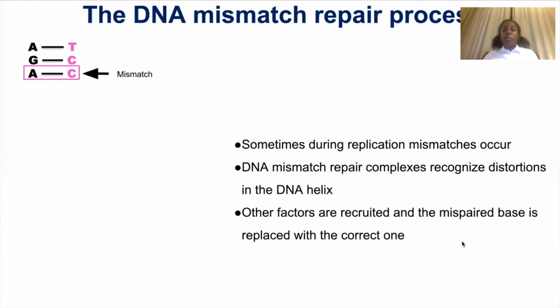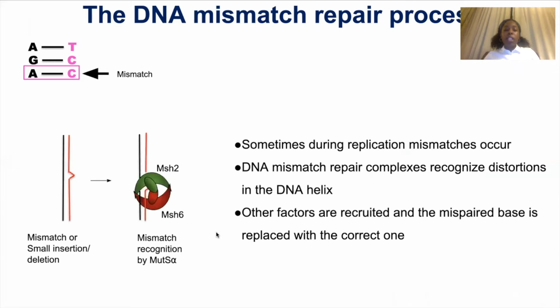The DNA mismatch repair process begins with a mismatch, insertion, or deletion in the DNA during replication. Next, MUT-S alpha, which is composed of MSH6 and MSH2, is recruited to the DNA. After that, other factors are recruited, the mispaired base is replaced with the correct one, and the DNA is resynthesized.